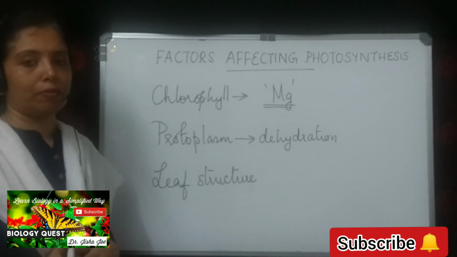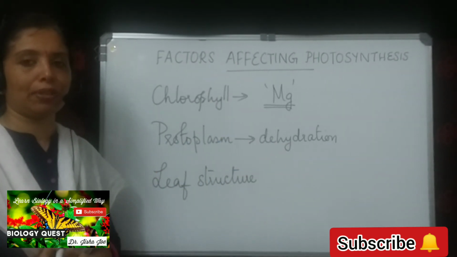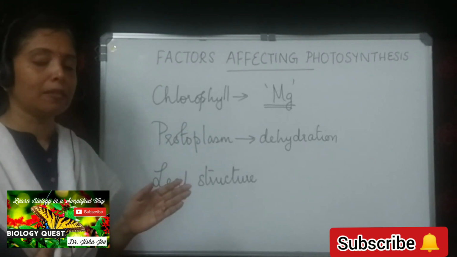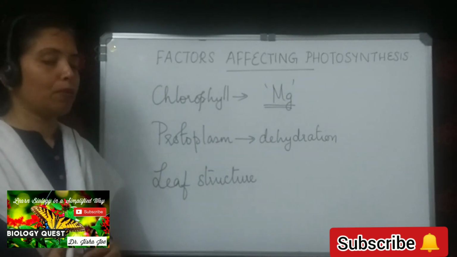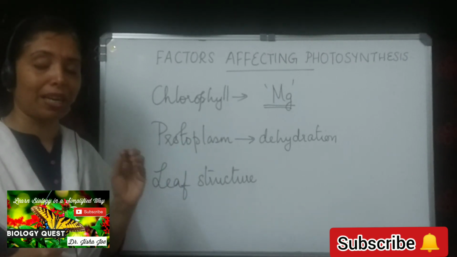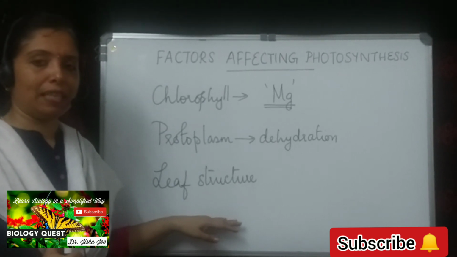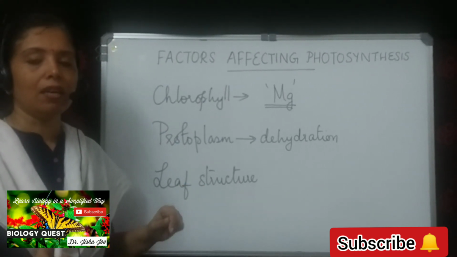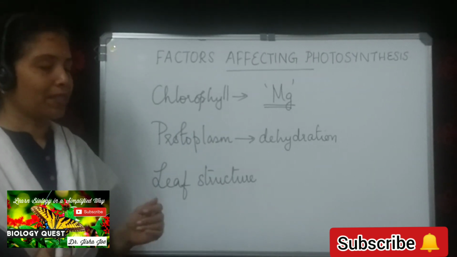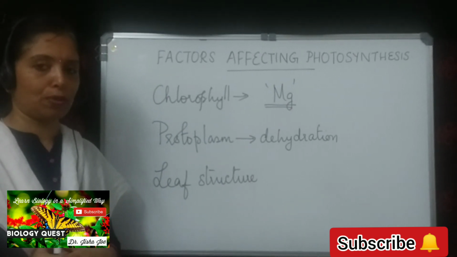The second internal factor is protoplasm. Dehydration of the protoplasm will naturally affect the rate of photosynthesis. Also, the accumulation of sugars in the protoplasm also affects the rate of photosynthesis. When there is accumulation of sugar in the protoplasm, naturally the rate of photosynthesis will decrease. Then the structure of leaf is an important internal factor that affects the rate of photosynthesis. So we have discussed the external and internal factors affecting the rate of photosynthesis.